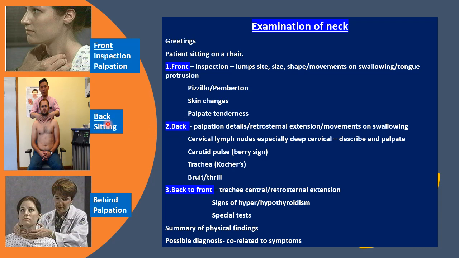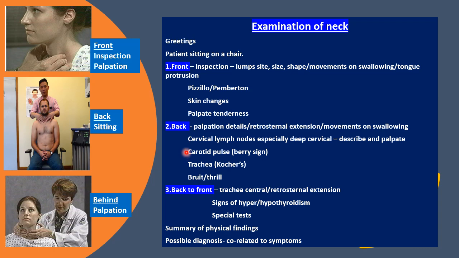Then the second part is at the back, examining from the back here, patient sitting on a chair. Palpation again, you can reconfirm what you saw from the front. Look for retrosternal extension, movement with swallowing, and protrusion of the tongue. Check for the cervical lymph nodes, especially the deep cervical lymph nodes. Describe and palpate these lymph nodes.